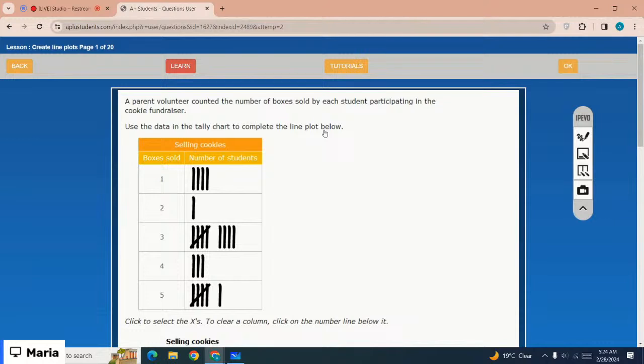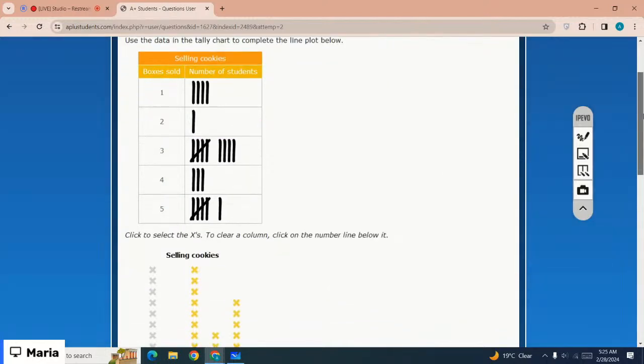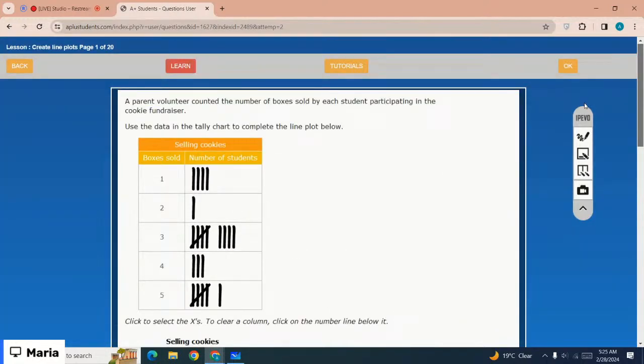The first example is a parent volunteer counted the number of boxes sold by each student participating in the cookie fundraiser. Use the data in the tally chart to complete the plot below. So you have to read the values from the table. Whenever you are given a table like this, these are known as tally marks. So how do you read a tally mark?